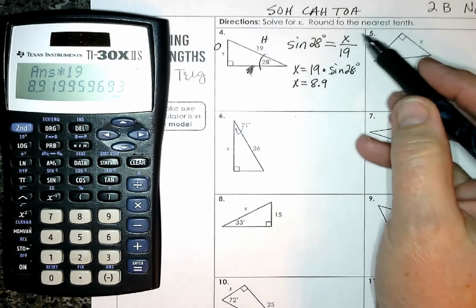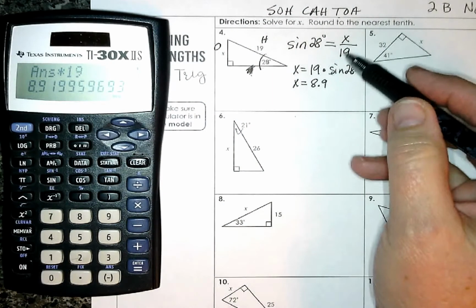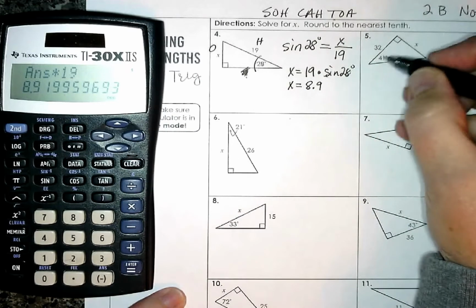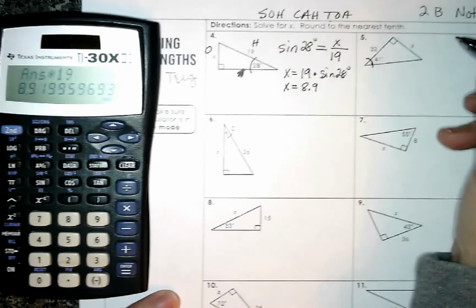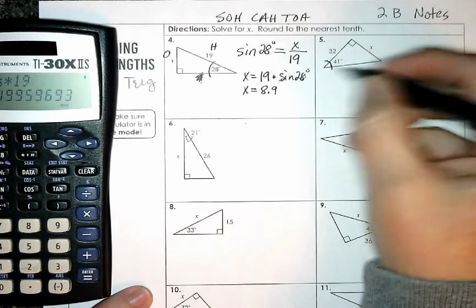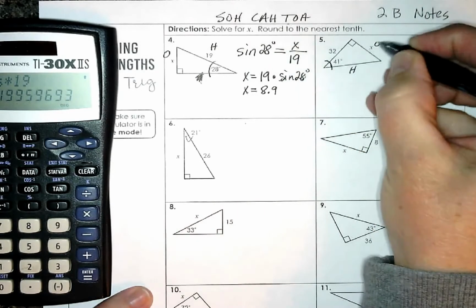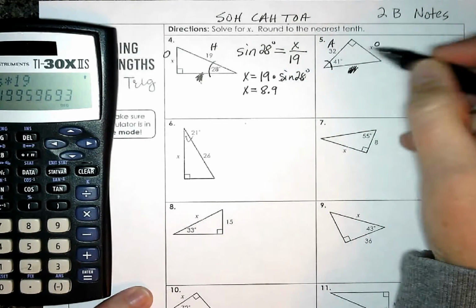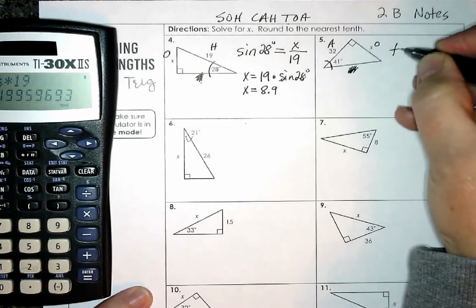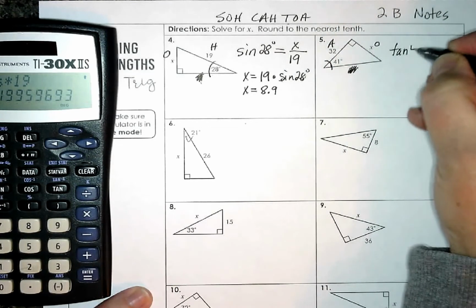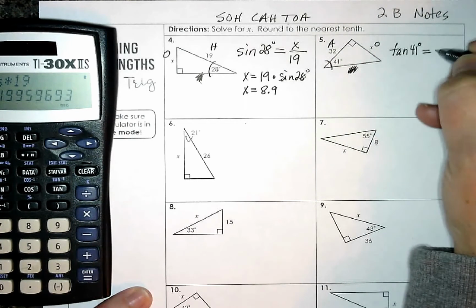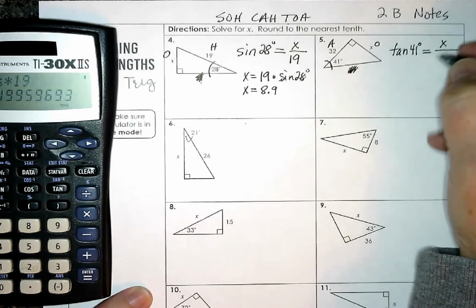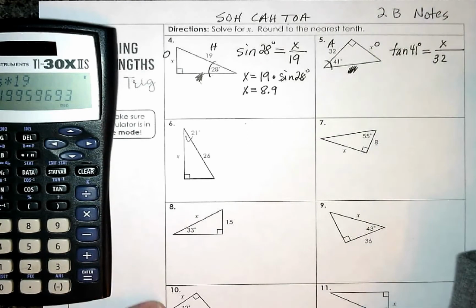We'll just do it that way. All right, let's go over here. So the angle I'm looking at is right here at 41 degrees. This is my hypotenuse, opposite and adjacent. Nothing at the hypotenuse, so I'm going to use the tan. So the tan of 41 degrees equals, the ratio is the opposite over the adjacent.